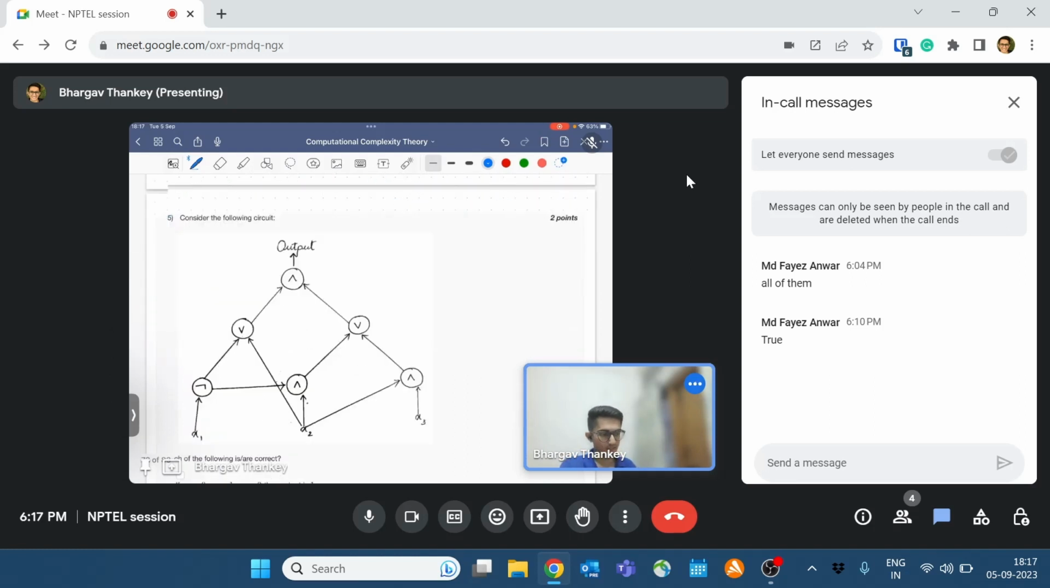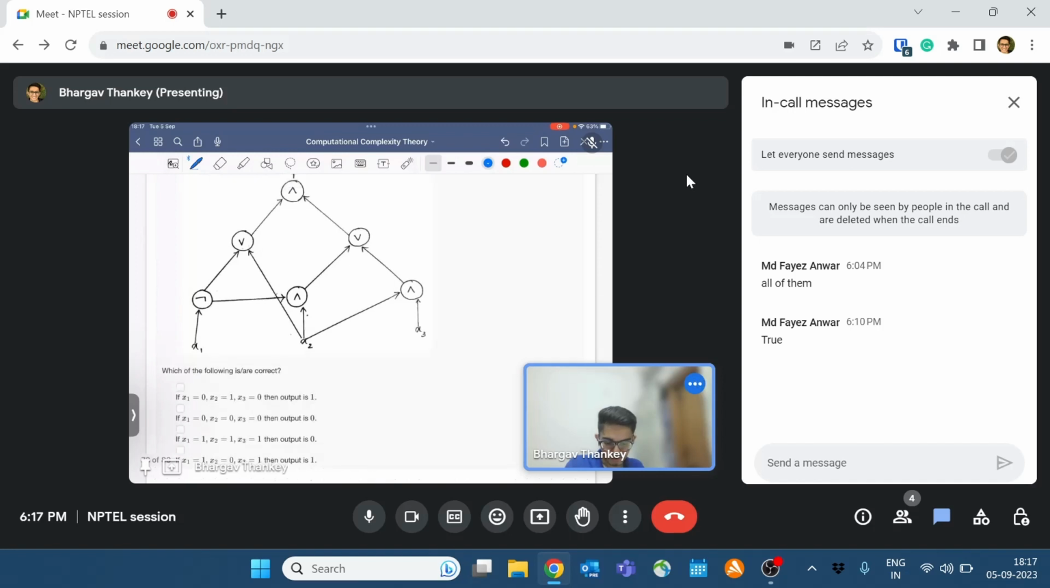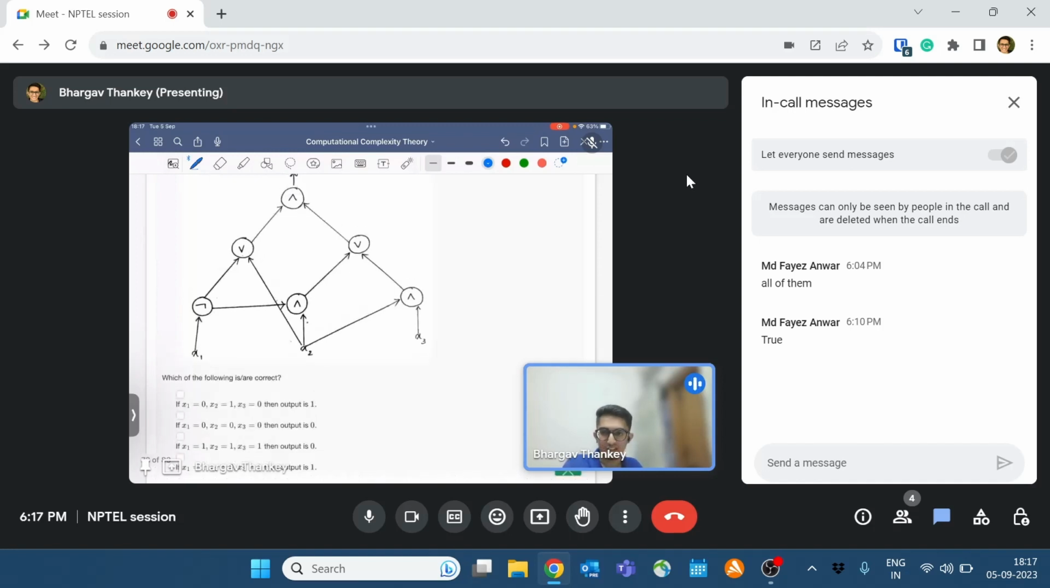Okay, so now let's look at the next problem. In the next problem, we are given this circuit and we are supposed to find the assignment consistent with this circuit. We are supposed to say which of these statements is true, and in every statement we have some assignment and the output of the circuit. I won't ask you to guess which is true because this needs to be worked out. So let's just work out every option one by one.